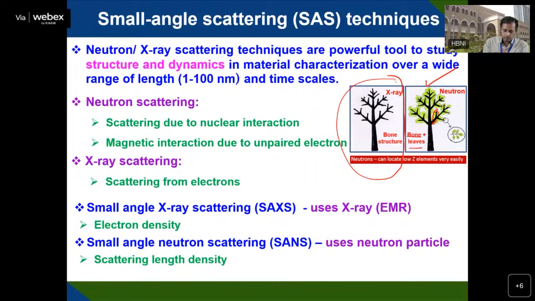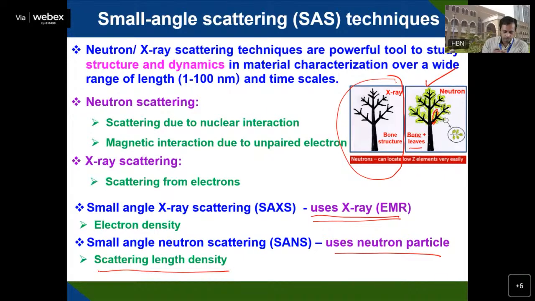Small angle X-ray scattering mainly uses X-ray, that is electromagnetic radiation, and that is expressed in terms of electron density. If you have a high Z material, that means the electron density of that material is high. So based on that, you will get a particular image. But in case of neutron scattering, it mainly uses neutron particles. So here, instead of electron density, you have a scattering length density.